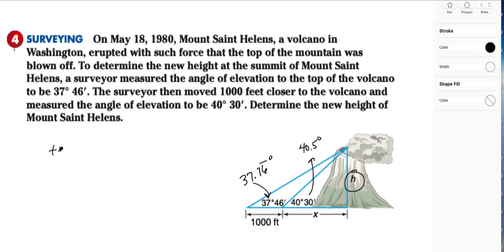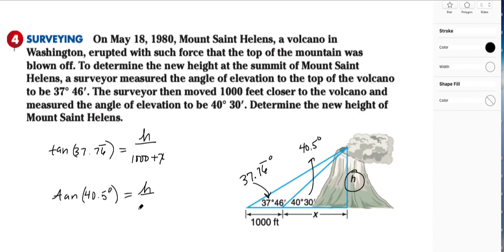So usually tangent is the trig relationship that we're going to talk about when we're dealing with angle of elevation and angle of depression, because you're not usually given the length of the view or of that angle, but what you are usually given is the height and the vertical and the horizontal movement there. So the tangent of 37.76 degrees is going to be h over 1,000 plus x. And then again, the tangent of 40.5 degrees is going to be h over x.